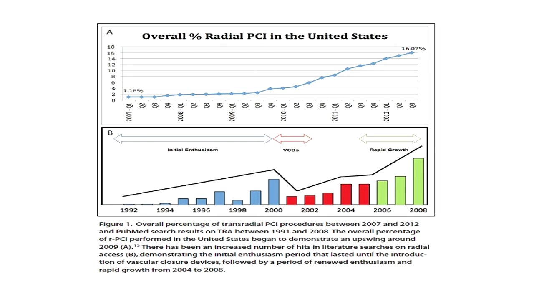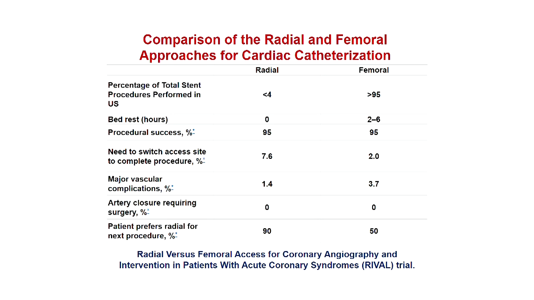But if you look at this slide, this is the major study. It's called the RIVAL study, and it compared radial artery access to femoral artery access. And if you look at the percentage of total stent procedures performed in the U.S., back then less than 4% were performed radially, when greater than 95% were performed femorally.